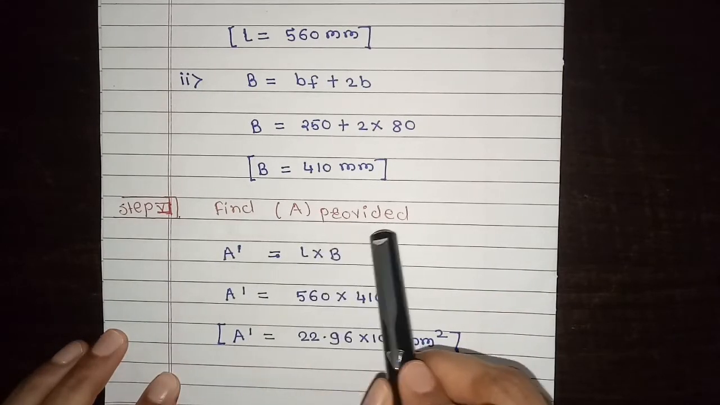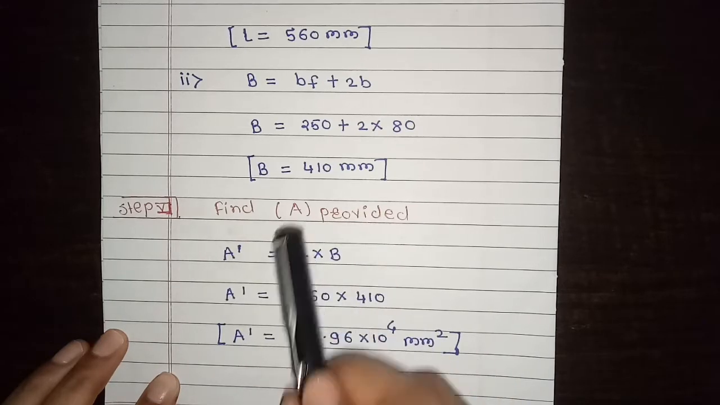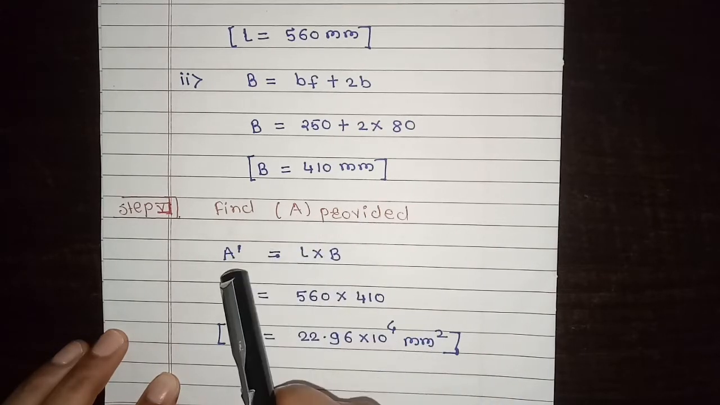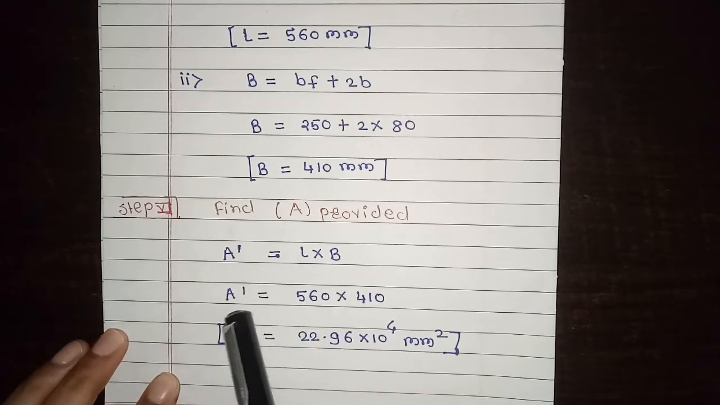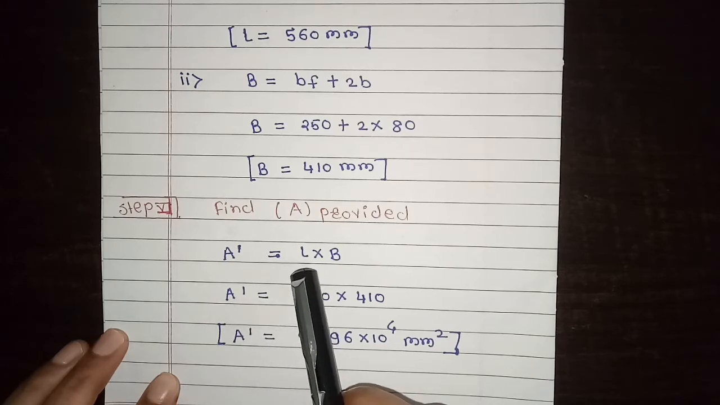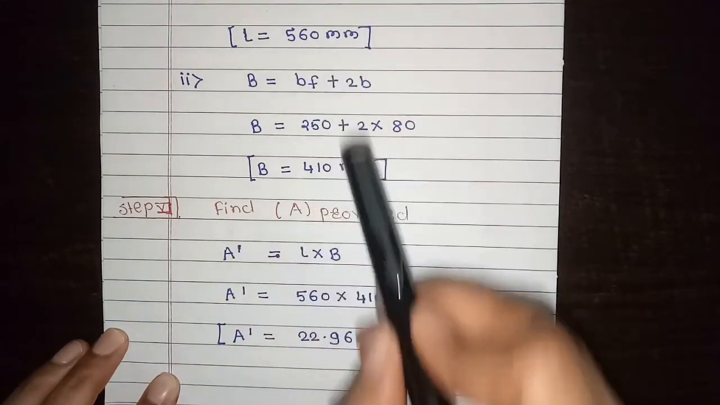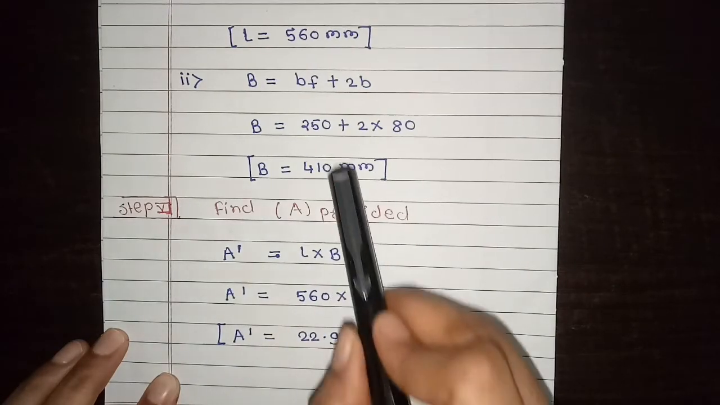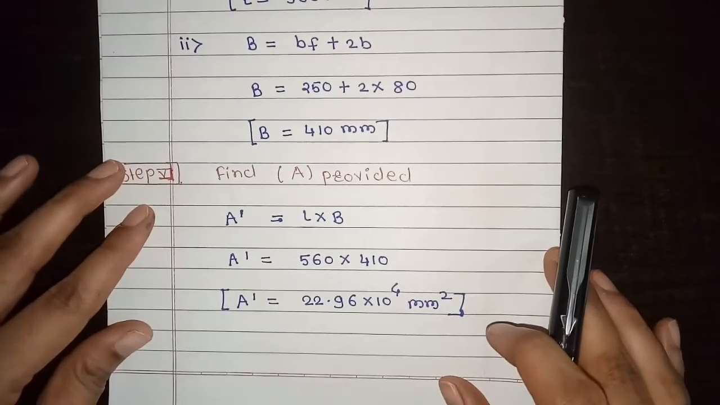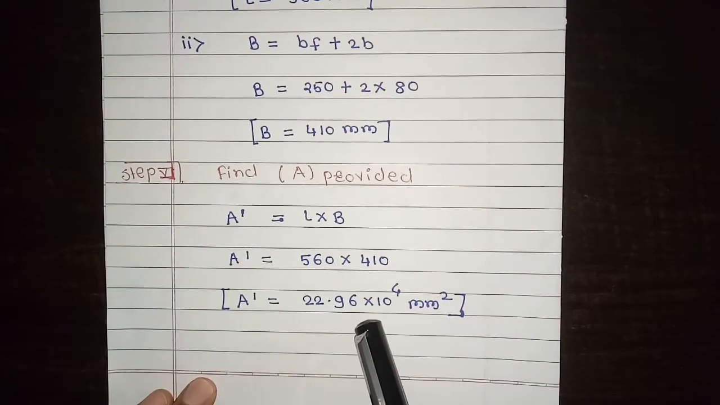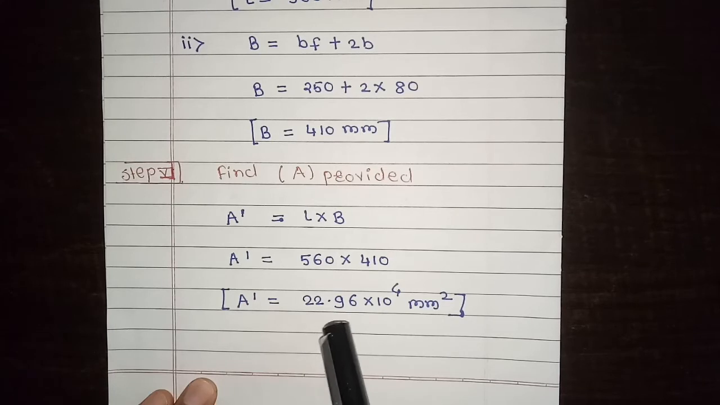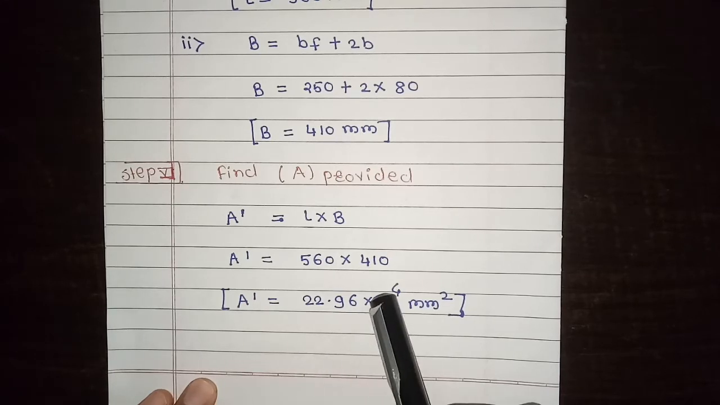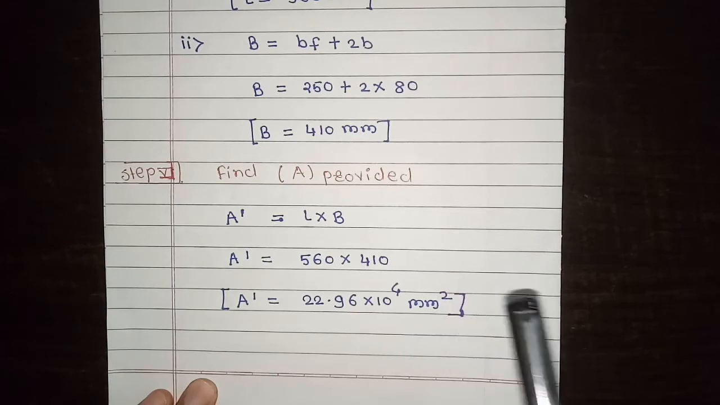Next step, step 6th. Find provided area. Provided area is denoted by A dash. A dash is equal to L into B. What is the value of L? 560. So 560 into B, 410. So A dash is equal to 22.96 into 10 to the power 4 mm square.